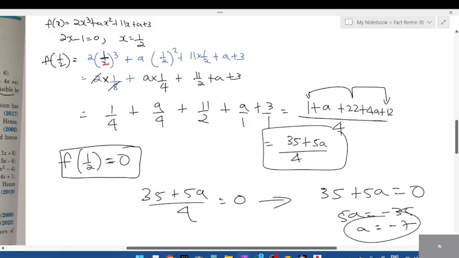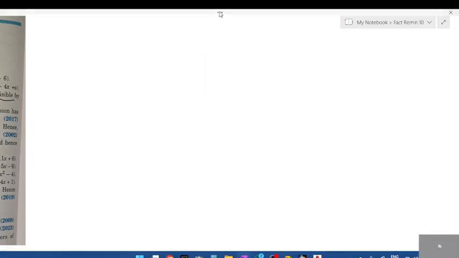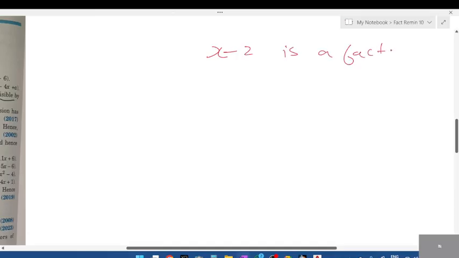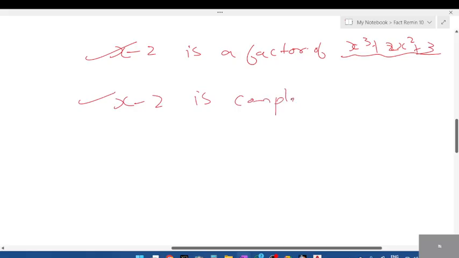So remember, simple concept. Whenever factor theorem is given, the remainder is 0. And they will not tell you that the remainder is 0. They'll say x minus 2 is a factor. These are the words they'll mention: x minus 2 is a factor of some equation. They'll give some equation, x cube plus 2x square, like this. Next, x minus 2 is completely divisible. These are the words they'll mention. Completely divisible.